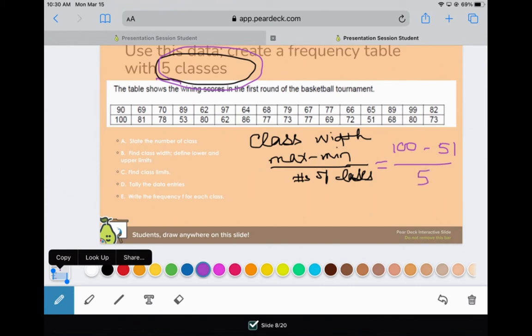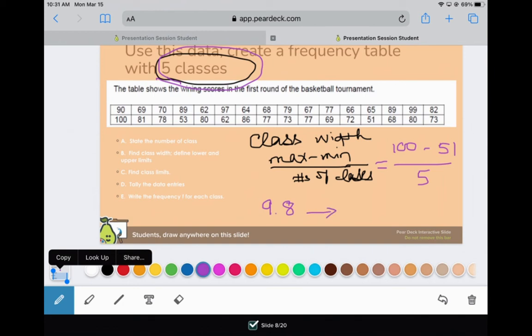So I see some of you divide by 5. I saw some of you divide by 32. I'm not sure why 32. Yes, Francisco, that is correct. Okay, so if I divide, you got 9.8.